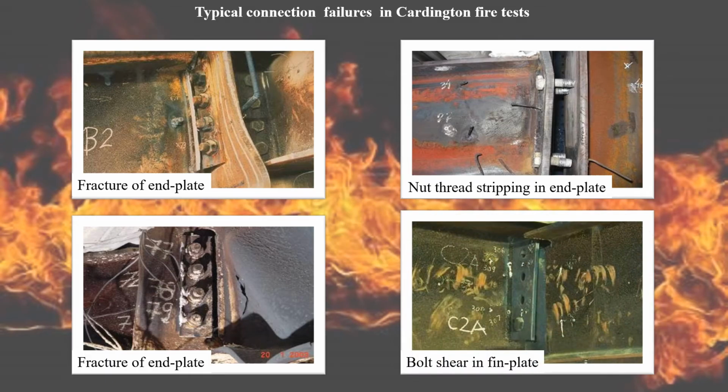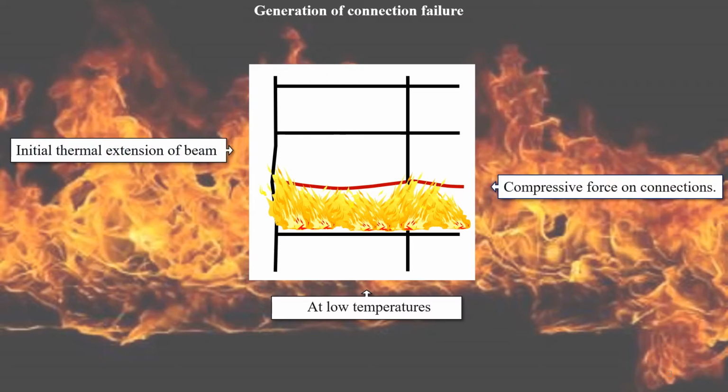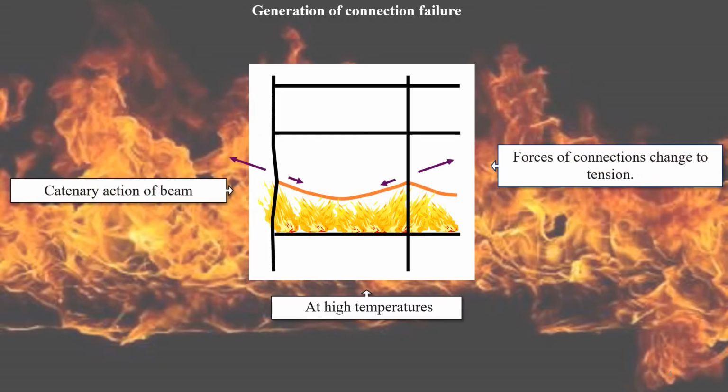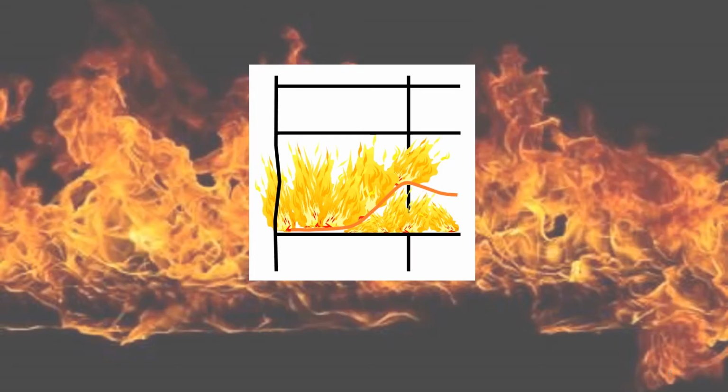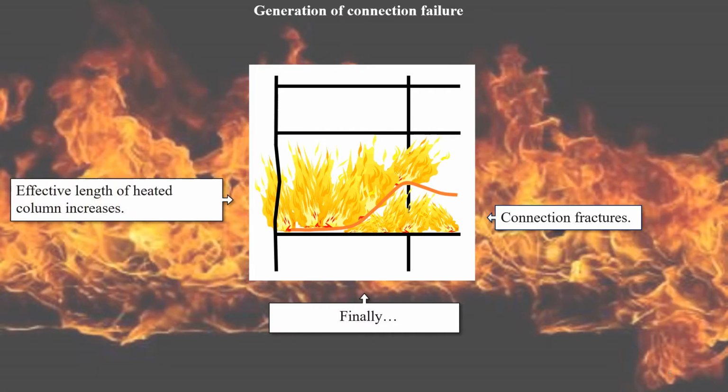shear in fin plate. At the initial stage of a fire event, the thermal expansion of the beam will generate compressive force on connections, and the attached column will therefore be pushed out. When the temperature rises to a high level, contraction of the beam occurs, and the forces on connections change to tension. And finally, connection fractures, resulting in the collapse of the attached floor and the buckling of columns.